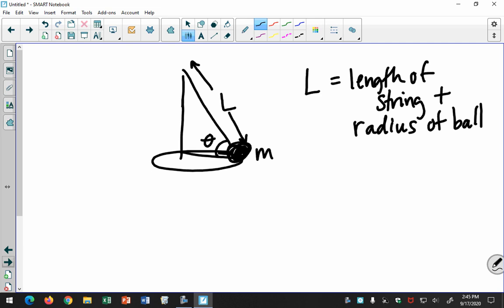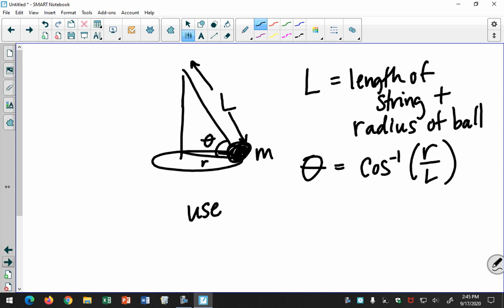And in order to figure out the angle, we're thinking through our trig. We're thinking, oh yeah, I remember now. If I do inverse cosine, I can figure out the angle if I have two sides of the triangle: the hypotenuse L, which I just told you all to measure, and the radius of the circle. That is trickier, y'all. We're going to actually use the software, Logger Pro, to find R. Okay, use Logger Pro for R.